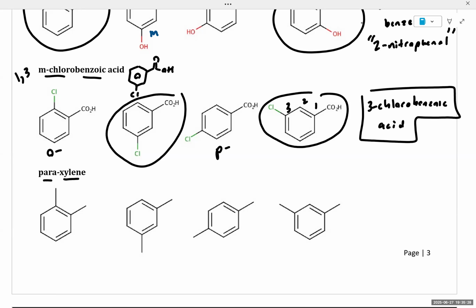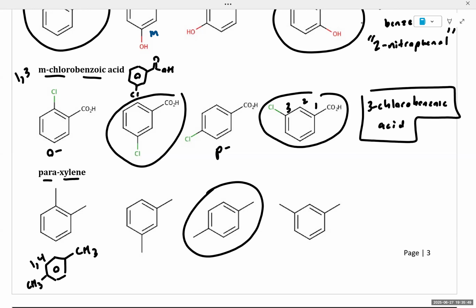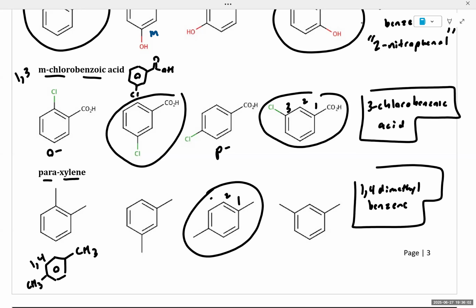Looking at paraxylene, so xylene, in this case we have two methyl groups, and para implies that they are in a 1,4 relationship. So paraxylene would be the following compound. Another name for paraxylene would be 1,4-dimethylbenzene, because again, there's a 1,4 relationship between substituents.